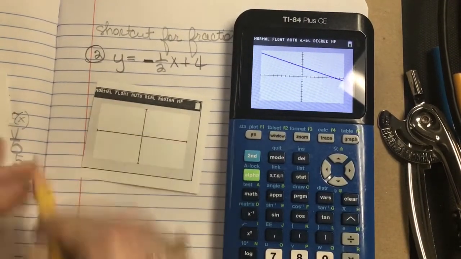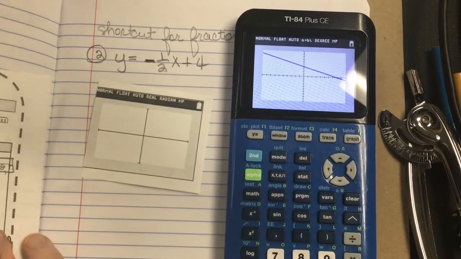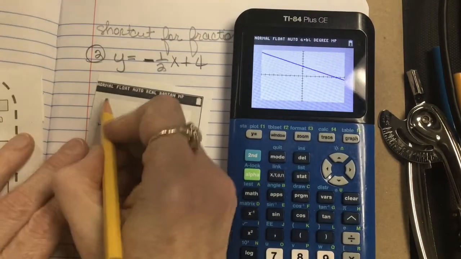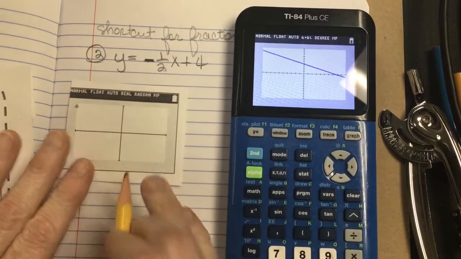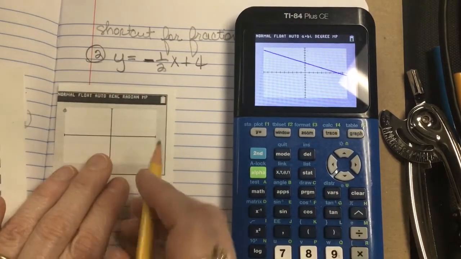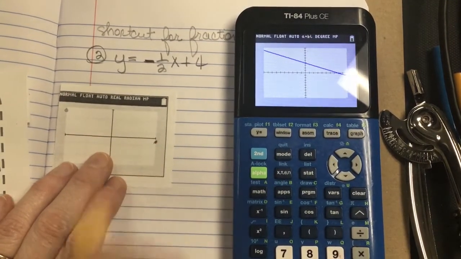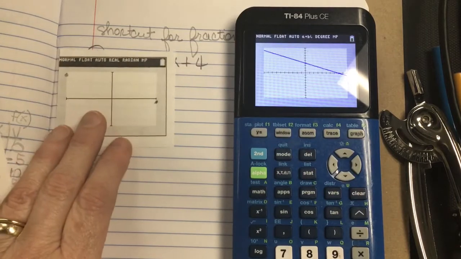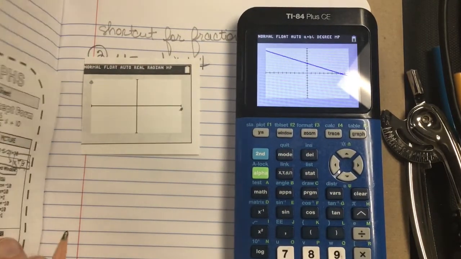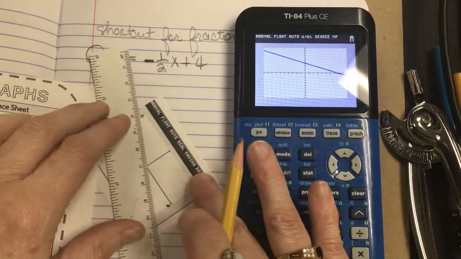I'm gonna put my point right here. I like the ends. I'm gonna use that one. Using more than two is hard to get them in a straight line. And I'm gonna use this one, really just right below that x-axis. And then I just take my ruler and connect them. Hold on.